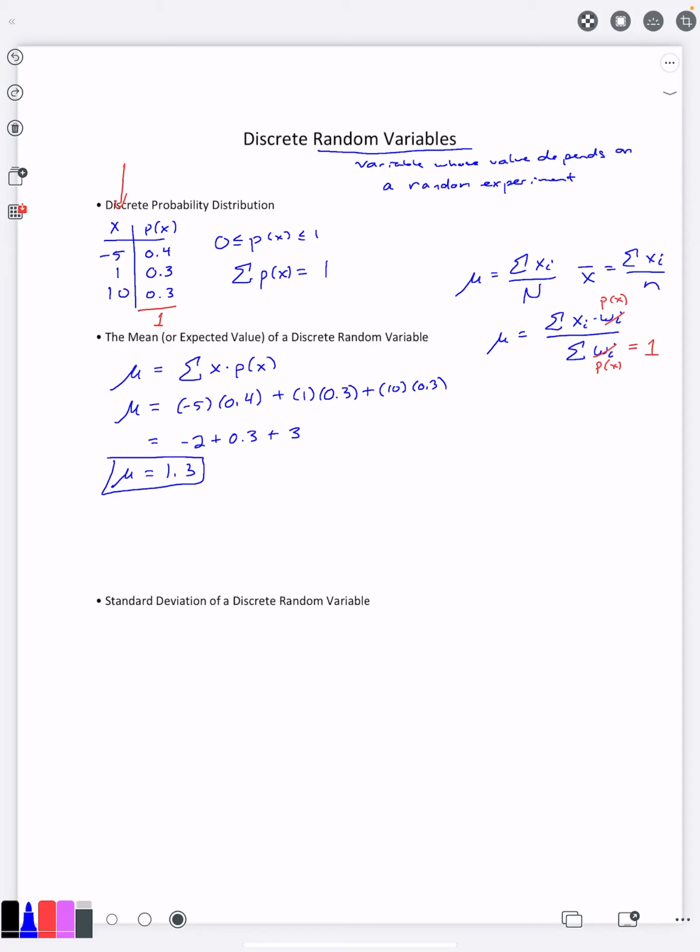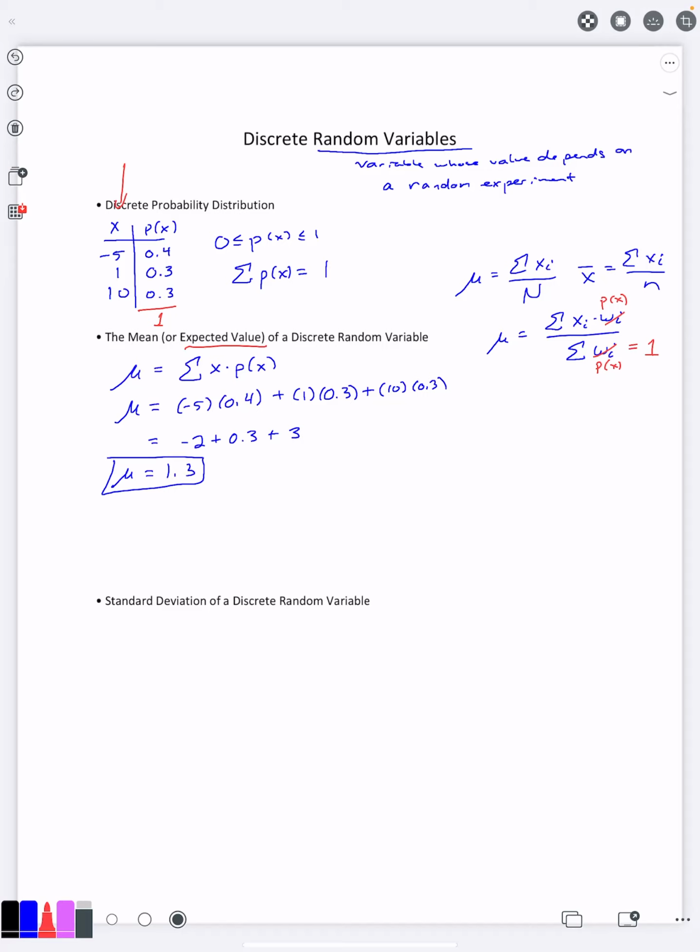So if you think about it, when you're playing this game, sometimes you're going to lose $5, sometimes you're going to win $1, and sometimes you're going to win $10. If I wanted to describe what happens on average, or what you can expect to happen, that's what this mean is. Here's 1.3. That means on average, you're going to win $1.30 per game. Now, if you look at the game here, you can't win $1.30 in a game. You can either lose 5 or win 1 or win 10. Never ever are you going to play a game and win $1.30.